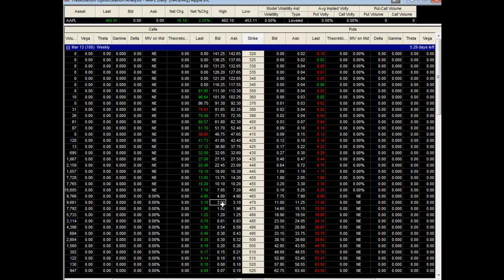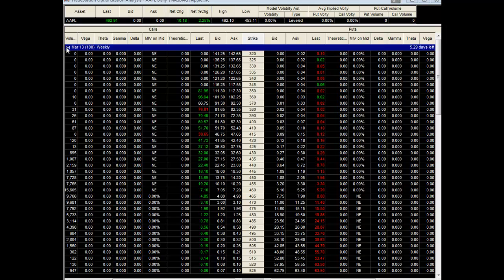So your potential upside is a total of $600. So if it moves above 470 at the close, then you're going to capture $600, and your cost is $400. So that's a pretty good return. That's a 1.5% return over that short period of time.